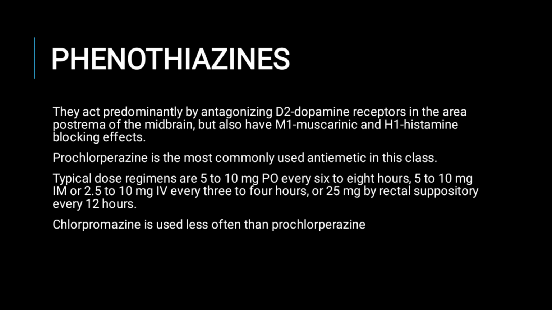Typical dose regimens are 5 to 10 mg per oral every 6 to 8 hours, 5 to 10 mg IM or 2.5 to 10 mg IV every 3 to 4 hours, or 25 mg by rectal suppository every 12 hours. Chlorpromazine is used less often than prochlorperazine.